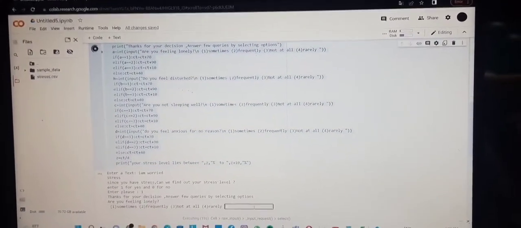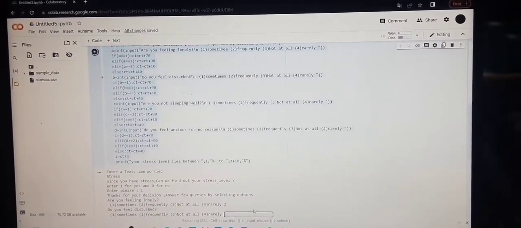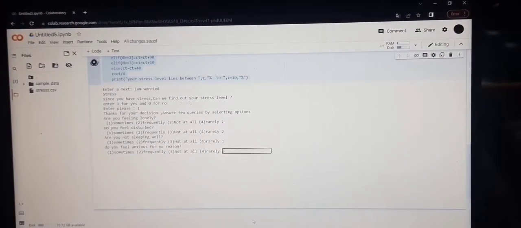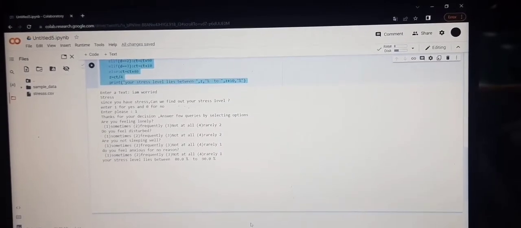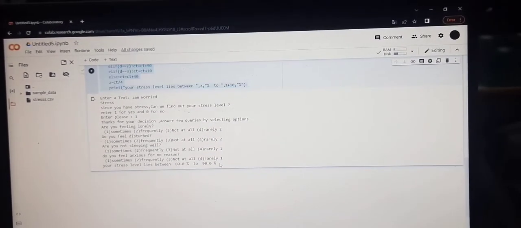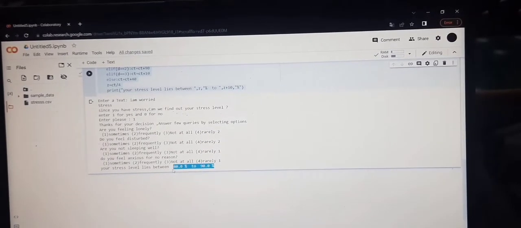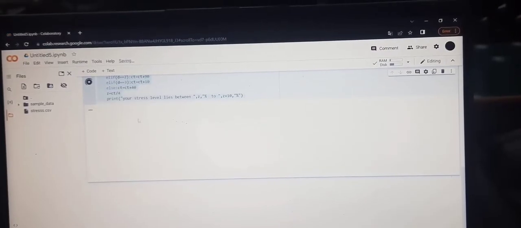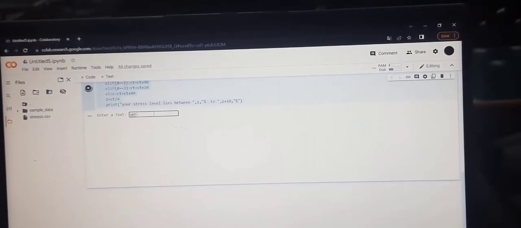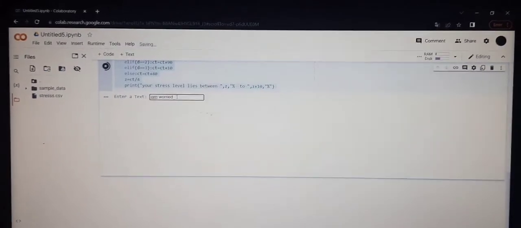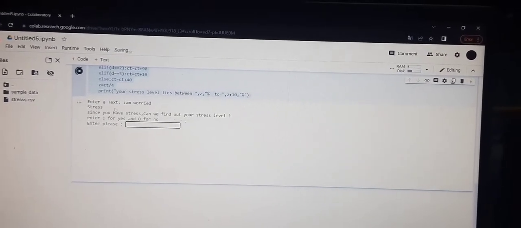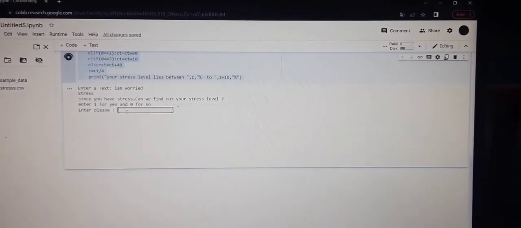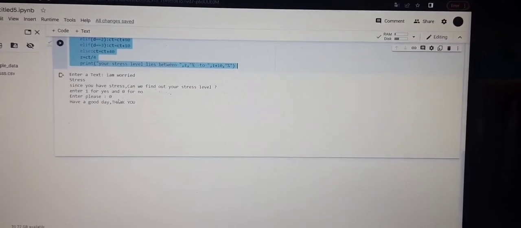So, are you feeling lonely? I'm giving frequently. Feeling disturbed, frequently. Not sleeping well, sometimes. Anxious for no reason, sometimes. So here we can see the output that I got from the machine, that is, I have a stress level of 80% to 90%. And we also have another case: even if a person is having stress, if the user declines the queries, then it results in have a good day, thank you.